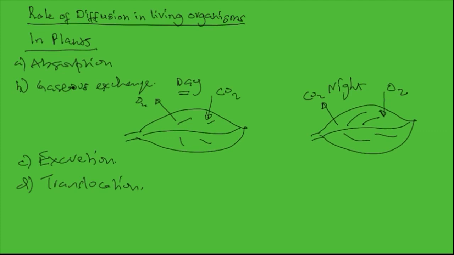Now, in animals, there are two main processes that depend on the process of diffusion. The first one is absorption of digested food substances such as glucose and amino acids from the small intestines, and in particular the ileum, where these substances diffuse across the walls of the ileum into the blood to be transported to the rest of the body.